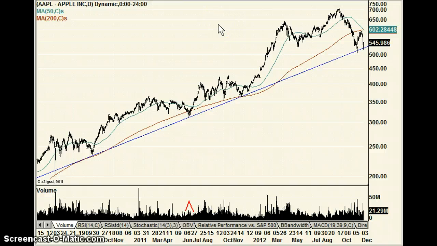So what does that mean in terms of Apple? Well, a logical place to bounce. Doesn't mean it's reversing here. I still think it's in decline, but we'll see.